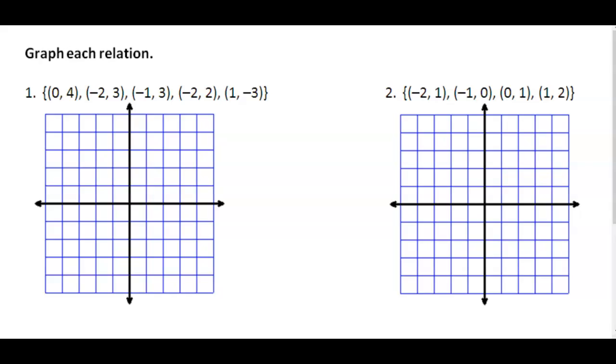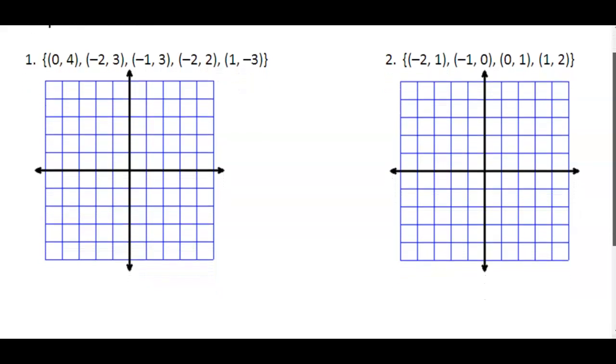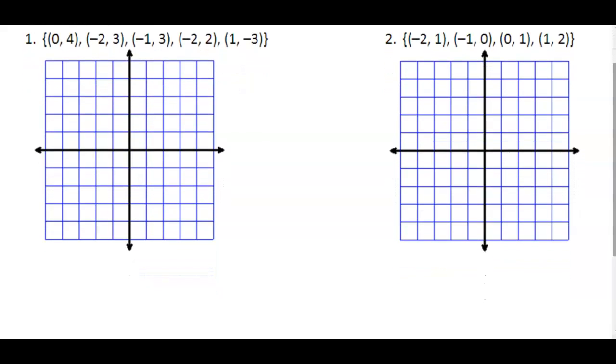So for the next 4 examples, we're going to graph those relations, identify our domain and range, and then determine if those relations are discrete or continuous. So in that first example, we have 0, 4. So again, we plot our points as x comma y. -2, 3. -1, 3. -2, 2. And 1, -3.